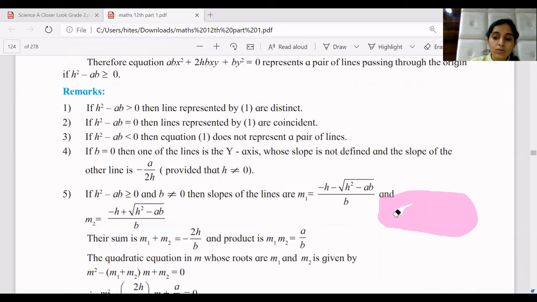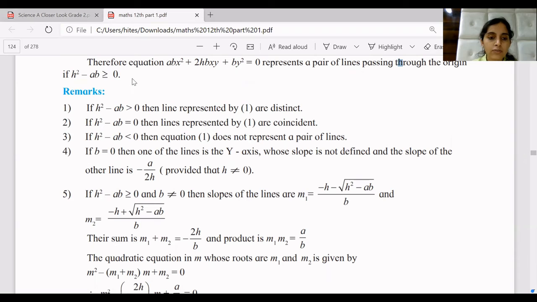Now, what are the remarks on this derivation? Thus it says that the equation abx² + 2hbxy + b²y² represents a pair of lines passing through the origin.